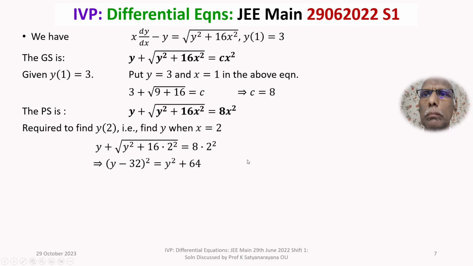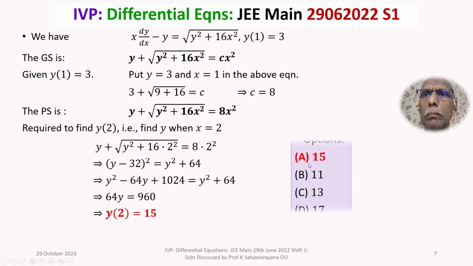Now take the square. Squaring, y minus 32 whole square is y square minus 64y plus 32 square, which is 1024, is equal to y square plus 64. Cancelling y square on both sides, we get 64y is equal to 960. From this, y is equal to 960 by 64, that is 15. And that is the value of y when x is equal to 2. So the value of y when x is equal to 2 is 15, because of 960 by 64.